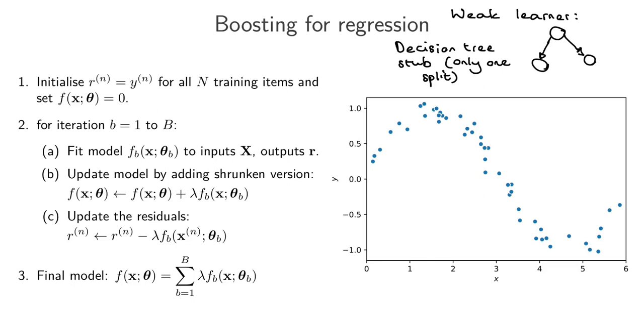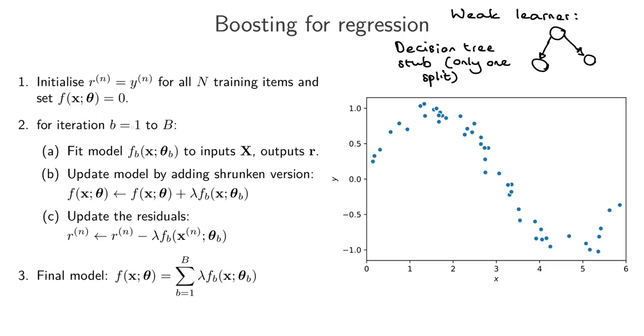So now let's step through the algorithm systematically. We start by initializing our residuals, setting each of the residuals for all of the training points equal to the target value that we want to predict, for all n training items. And then we set f(x; theta), our final model, equal to 0. You will see how we systematically improve our final model as we go through the different iterations.